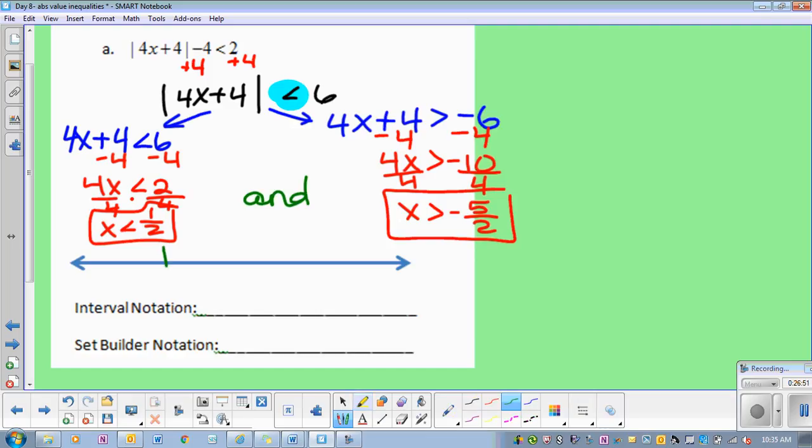Alright, so I have negative 5/2 over here, and I have 1/2 over there. What kind of circles do they both get? Open or closed? Open, yeah. Open and open.